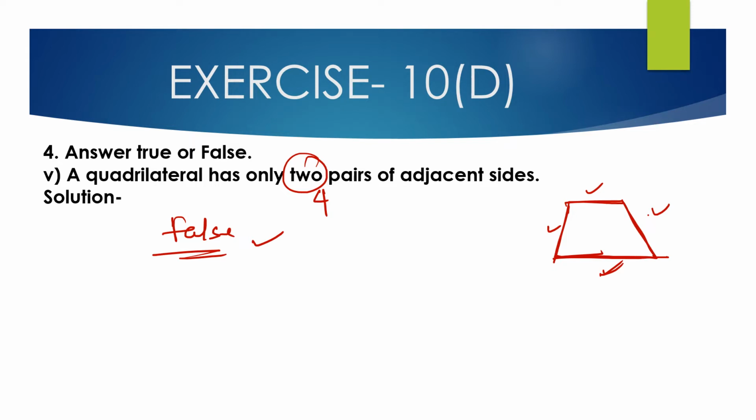A quadrilateral has only two pairs of adjacent sides. This is false. If it is four pairs, then it will be true.